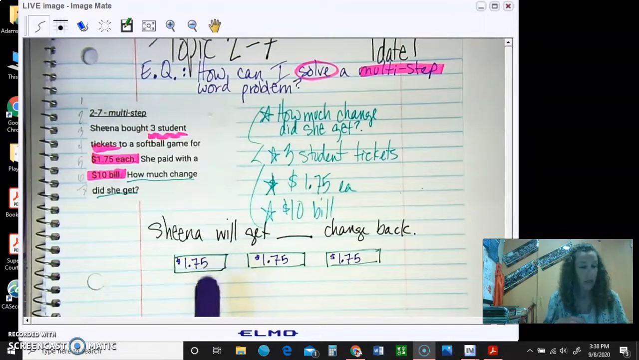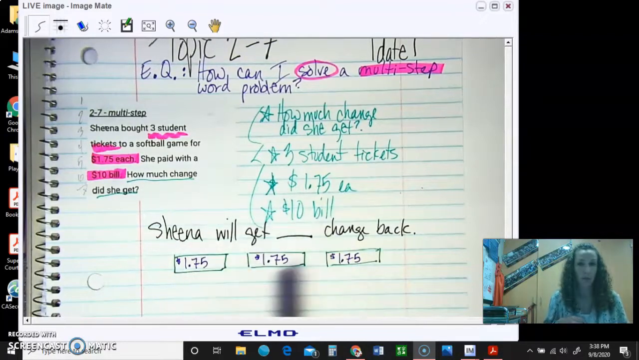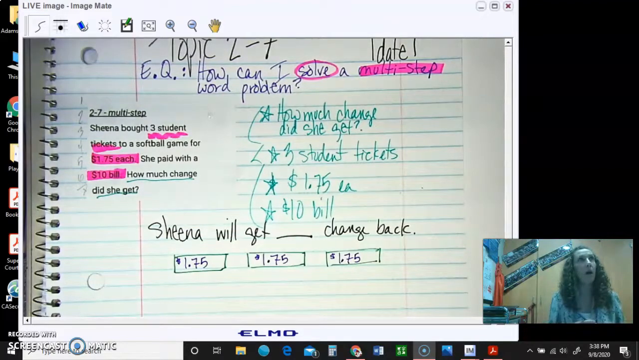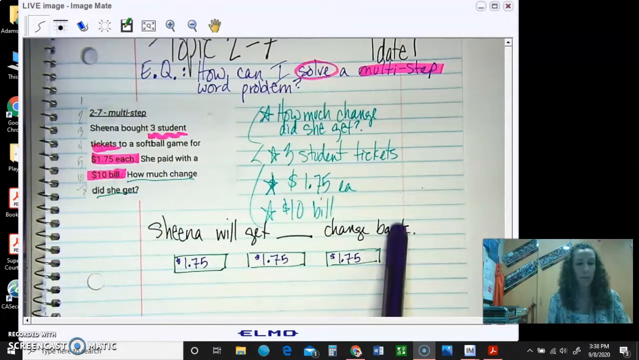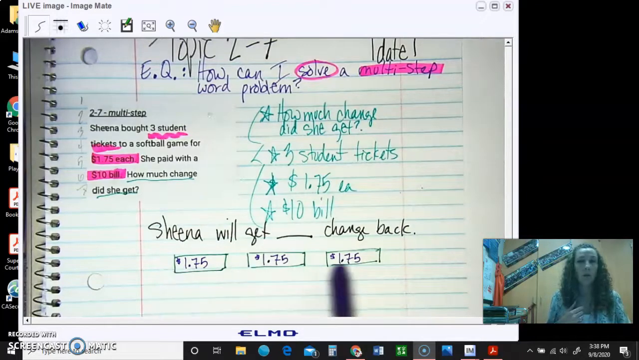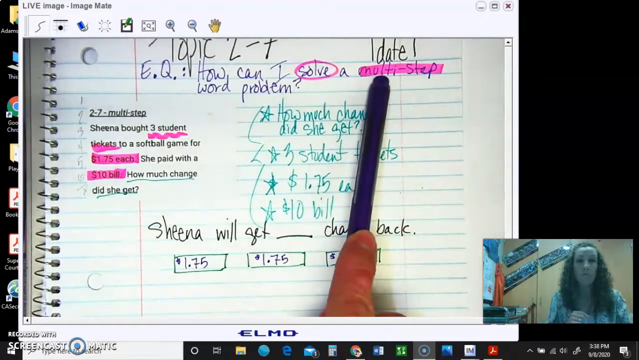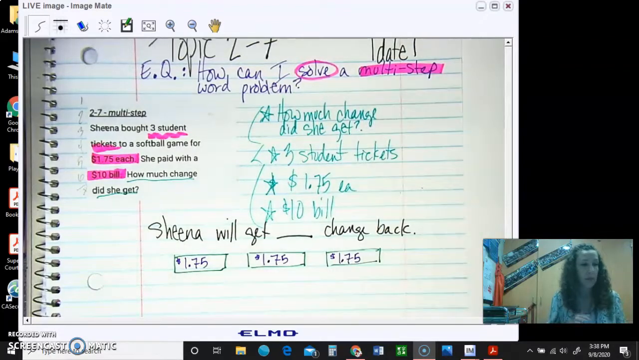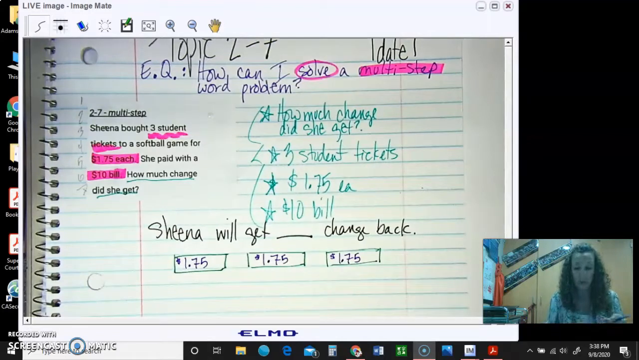Okay, so here's our picture. We've got 3 tickets that cost $1.75 each. So here's how we need to figure out, well, I can't figure out how much change she has until I know the total of what she's spending to begin with. So here's where that multi-step comes in. I need to figure out the total cost of what she is buying.